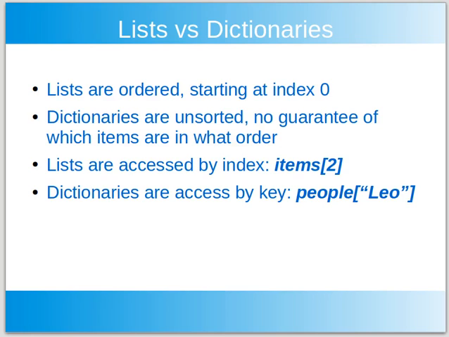Lists versus dictionaries. Lists are ordered, starting at index 0. Dictionaries are unsorted, with no guarantee of which items are in what order. Lists are accessed by index, such as items, square brackets, 2. Dictionaries are accessed by key, such as people, square brackets, Leo.